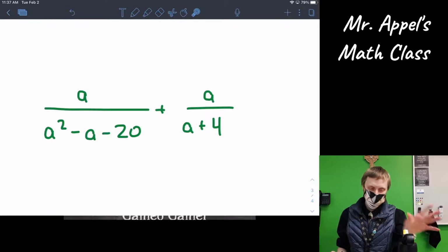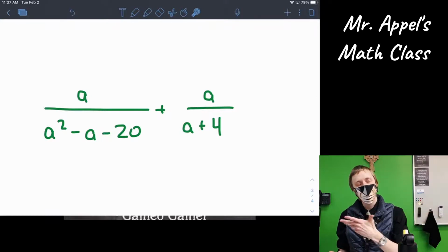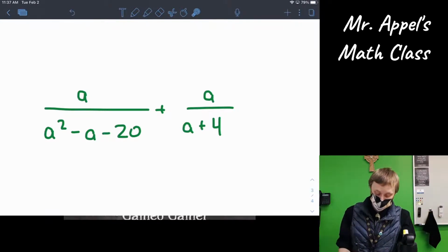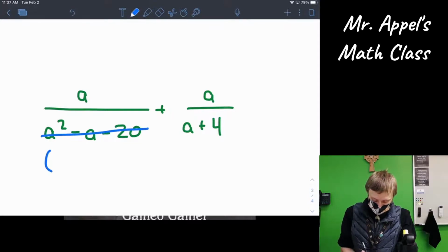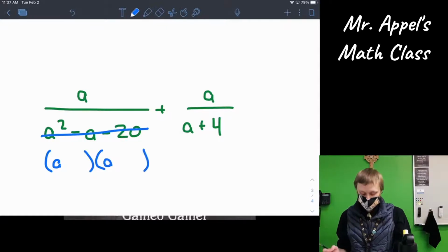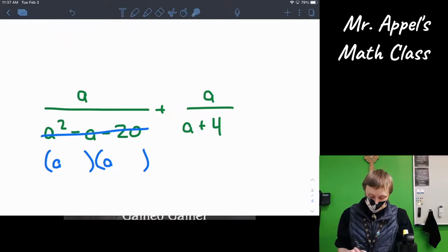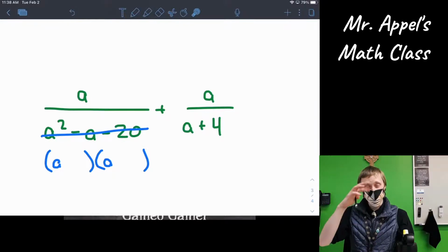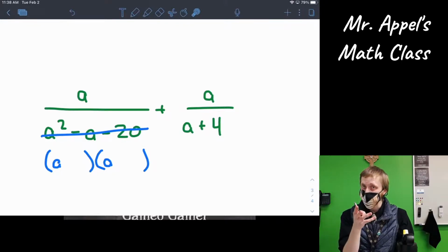First thing, always, when in doubt, factor it out. So I don't like the looks of this. Instead, I would much rather have it be a times a plus or minus something, a plus or minus something else. I'm looking for, in this case, factors of negative 20 that will add to negative 1. Factors of 20 include 5 and 4. Ooh, those are apart by 1. So it's just a matter of getting the signs right.